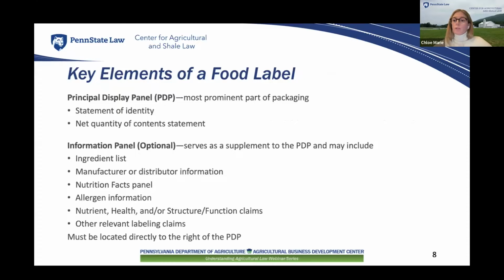The principal display panel is the most prominent part of a food product's packaging. It is the product's front face, the first thing that customers will see when picking up a product. The PDP is required to display the statement of identity and net quantity of contents statements. It is often accompanied by an information panel if there is not enough room on the PDP, and must be located directly to the right of the PDP.